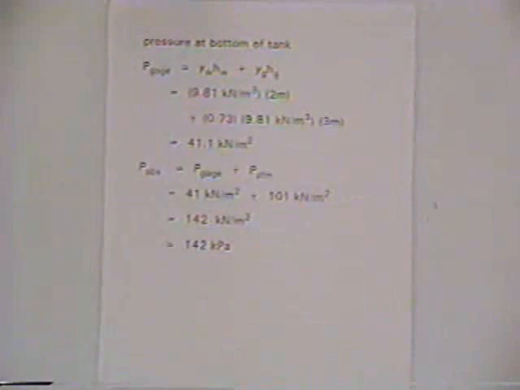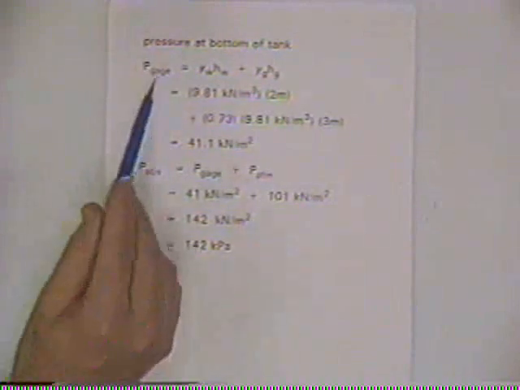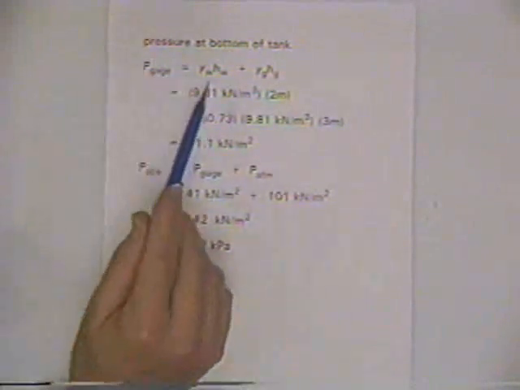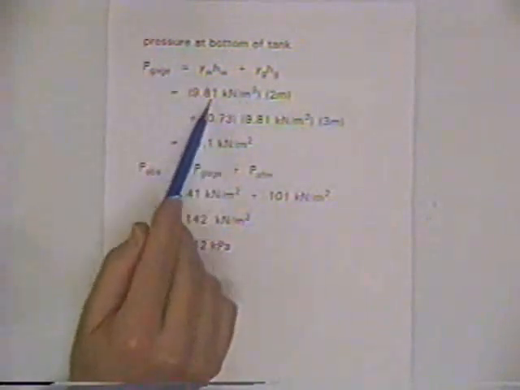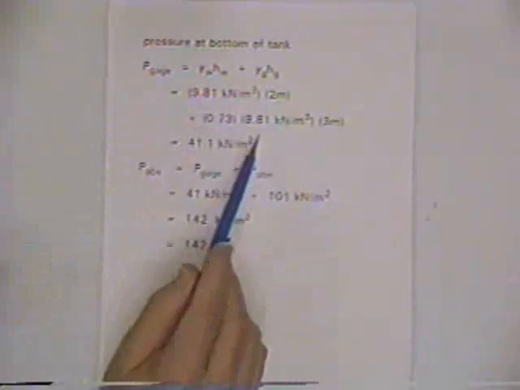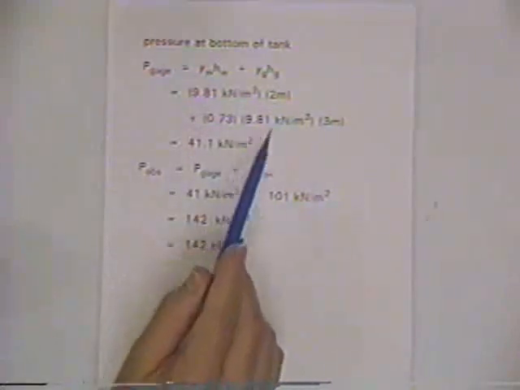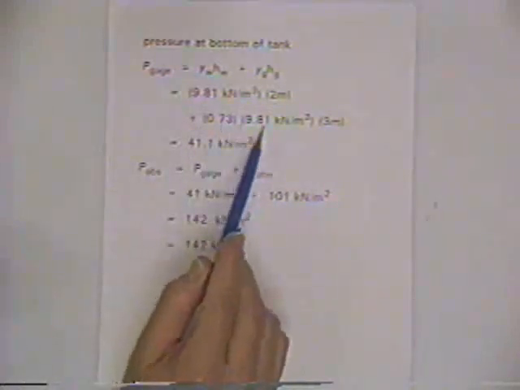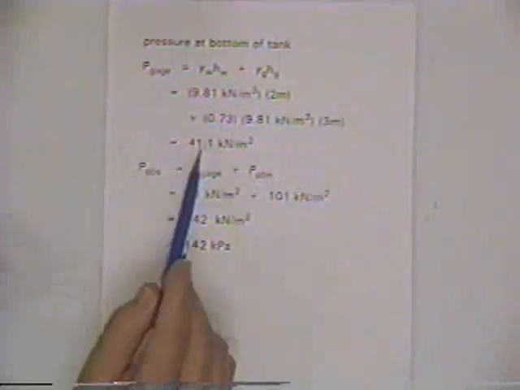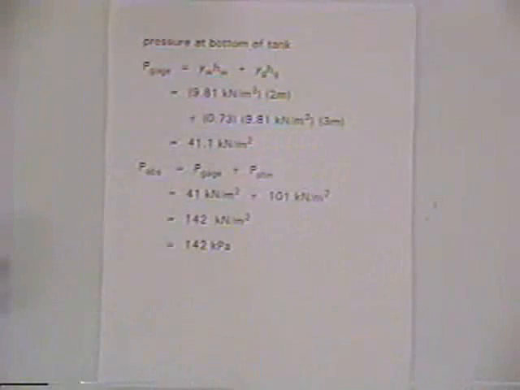And it's convenient to work in gauge pressure. We do that quite often, most often as a matter of fact. So we'll talk about gauge pressure. The unit weight of the water times the head of water, 2 meters of head, plus the unit weight of the other liquid, the gasoline, which is a specific gravity times the unit weight of water, times the head there, 3 meters, gives you 41.1 kilonewtons per meter squared.